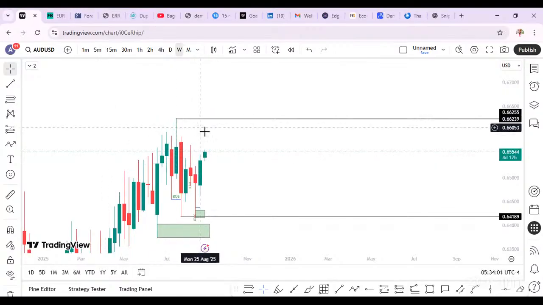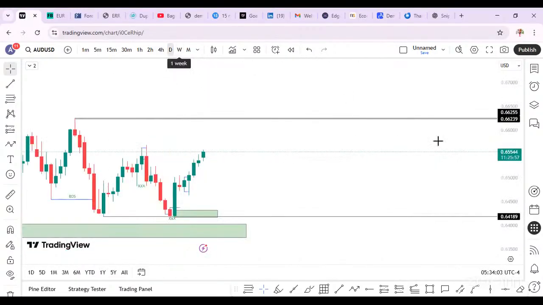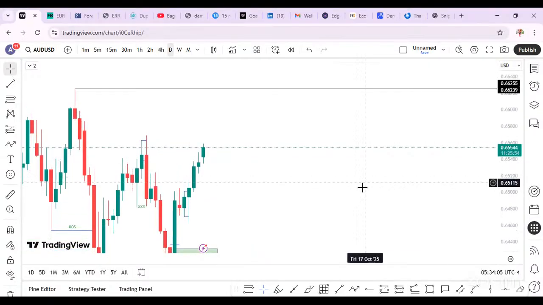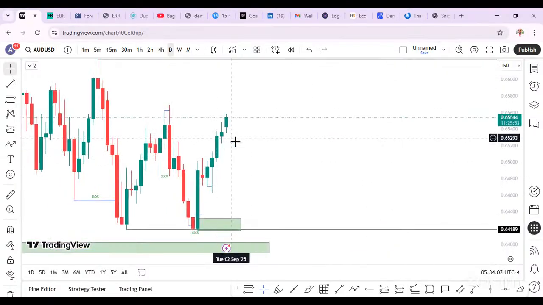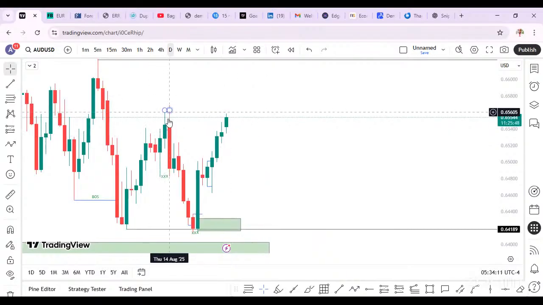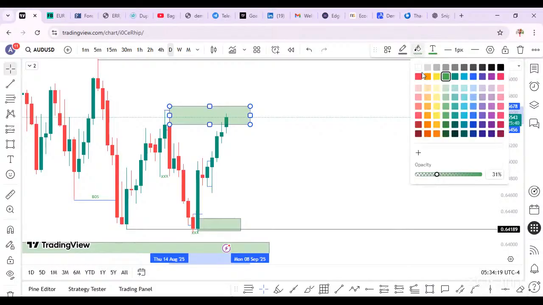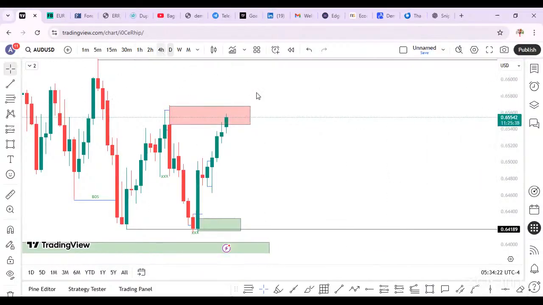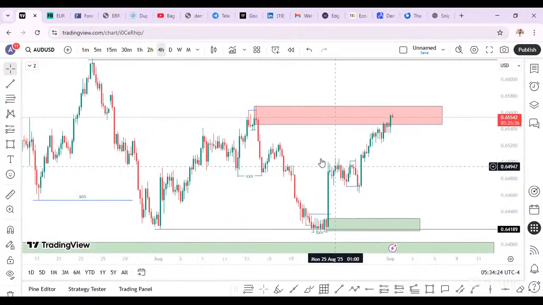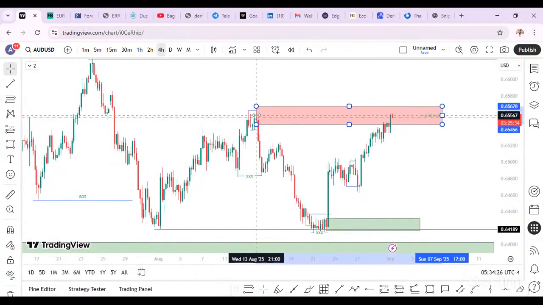Draw liquidities above there daily. So daily has also resumed bullish this morning, but our price may fight this resistance here. Price may fight that supply zone. So you can see that it's a supply zone.